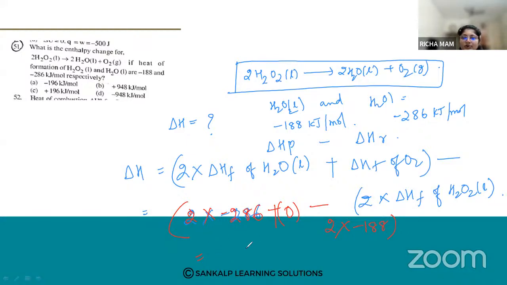2 into 286: 2 8s are 16, 2 6s are 12, so it becomes 572. Minus 572 plus 2 into 188, which is 376. So minus 572 plus 376 is how much? Minus 196 kilojoules per mole. So what is the answer? It is option number A.